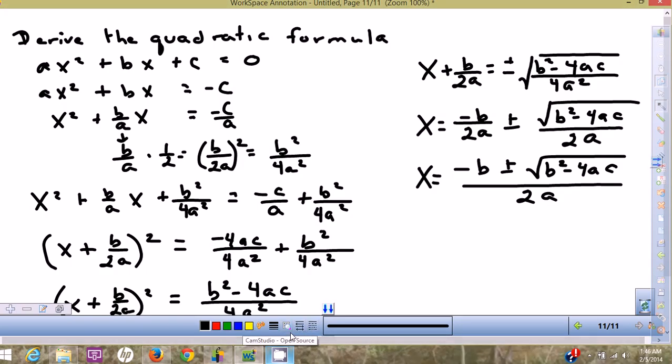Memorize it. It will become your friend over the next few lessons. X equals, we usually say opposite b plus or minus the square root of b squared minus 4ac divided by 2a. The quadratic formula.